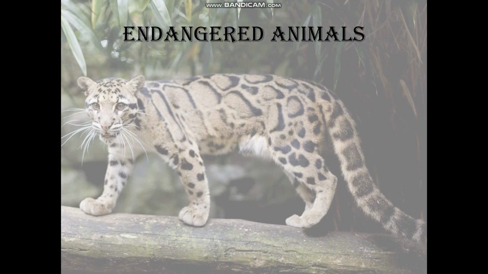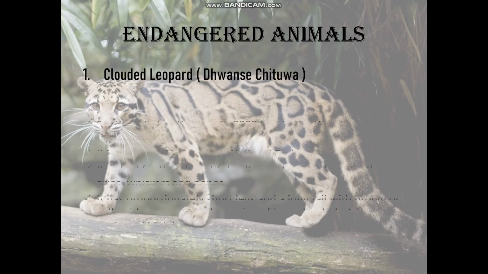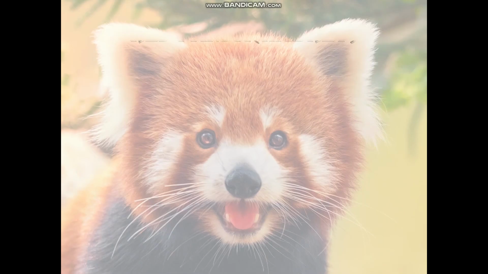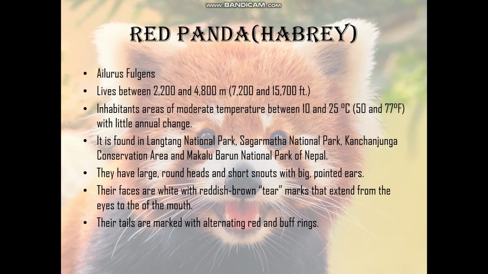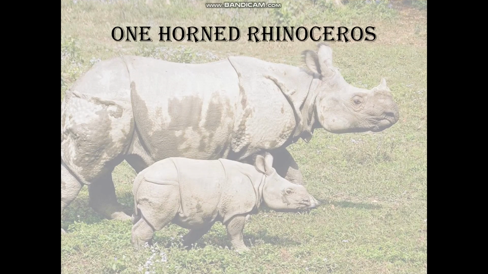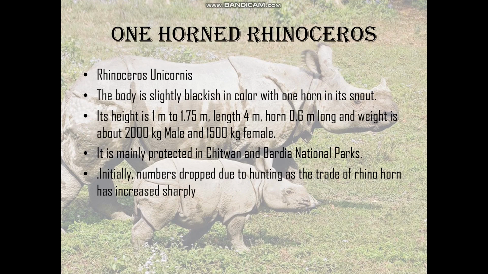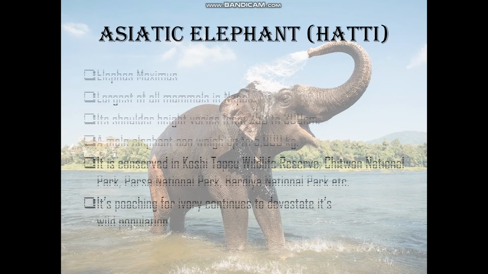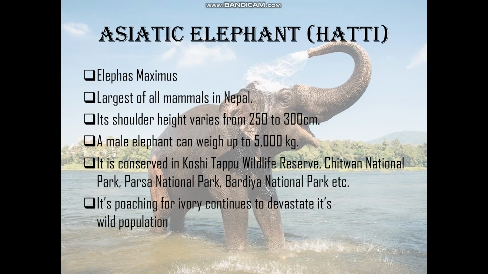Let's hear about some endangered animals listed below. Number 1, clouded leopard, which is also known as Dhwase chitua. It is poached for its beautiful pelts, medicinal values, teeth, skins, whiskers and bones. Number 2, red panda, which is also known as habre. It is illegally hunted mainly for its fur. Number 3, one-horned rhinoceros. It is also known as Rhinoceros unicornis. It is mainly poached for its horn and skin. Number 4, Asiatic elephant, also known as Elephas maximus. It is mainly hunted for its trunk.